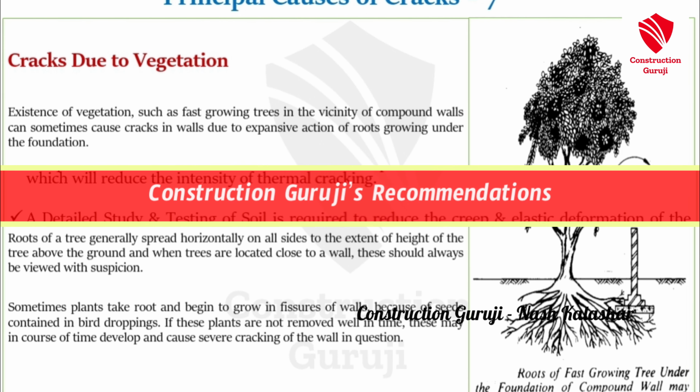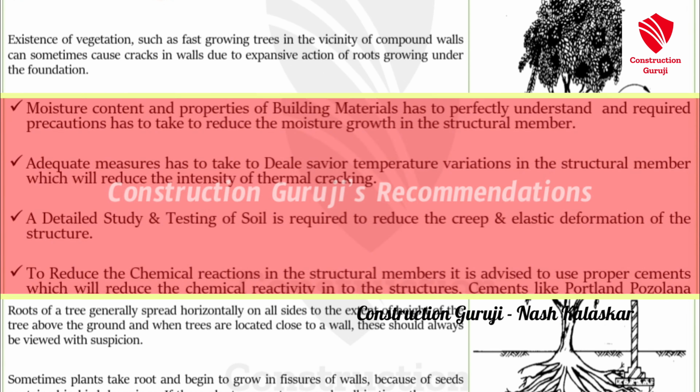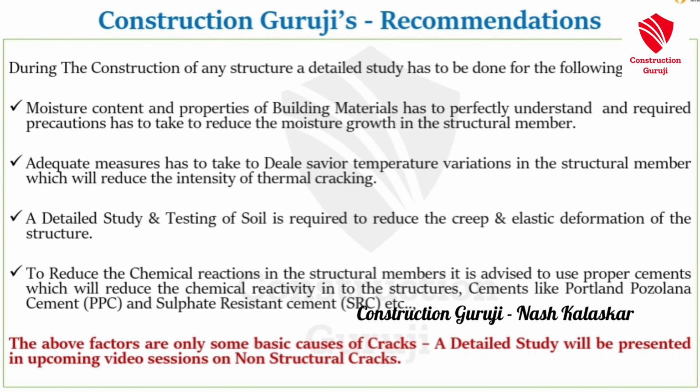Construction Guruji's recommendations. During the construction of any structure, a detailed study has to be done on the following points. First, the moisture content and properties of building materials have to be perfectly understood and required precautions have to be taken to reduce the moisture growth in the structural member. Second, adequate measures have to be taken to deal with severe temperature variations in the structural member.